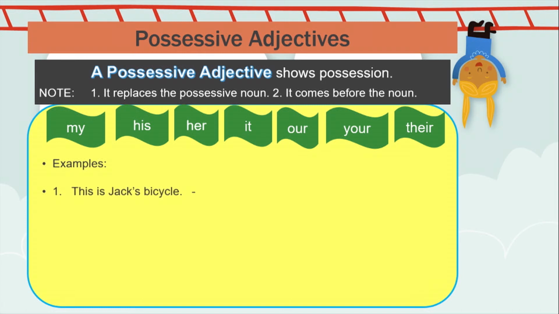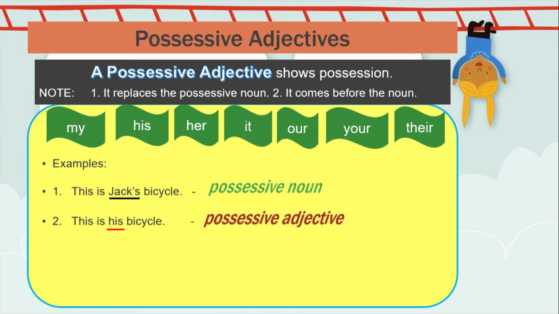So examples. This is Jack's bicycle. Who's owning that bicycle? Yes, it's Jack. So Jack's is a possessive noun. We can rewrite the sentence and say, this is his bicycle. His now is the possessive adjective. Are you all seeing that?